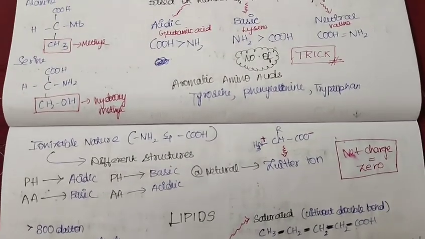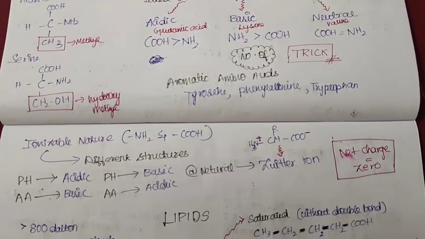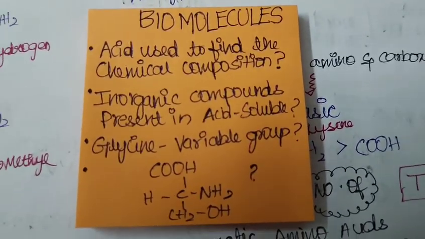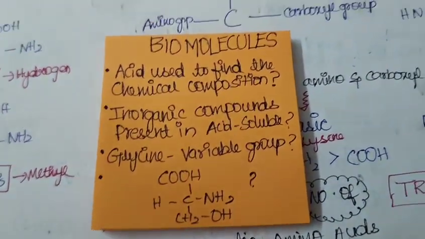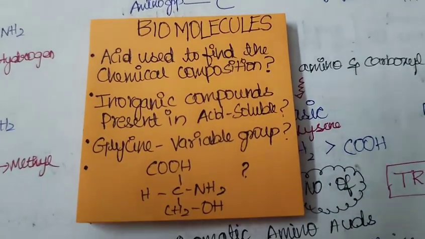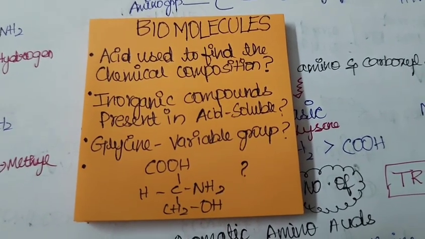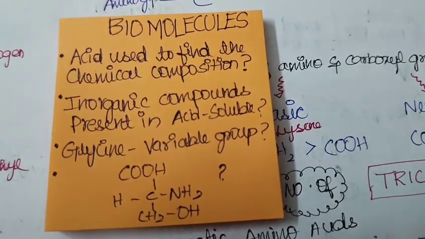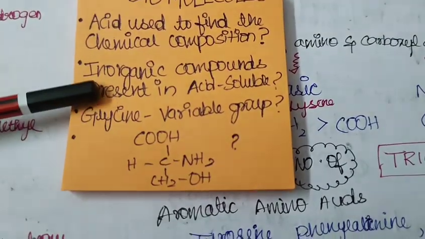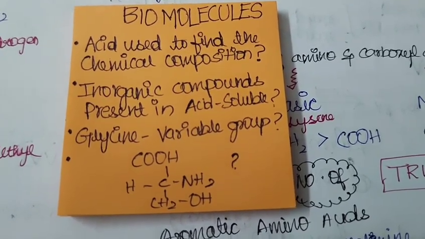Now before moving on to the next topic, which is lipids, we will have a quick MCQ session for the first two concepts, biomolecules and amino acid. Just a few questions. Which acid is used to find the chemical composition? What is the answer? Trichloroacetic acid. Inorganic compounds present in the acid soluble fraction: phosphate and sulfate.